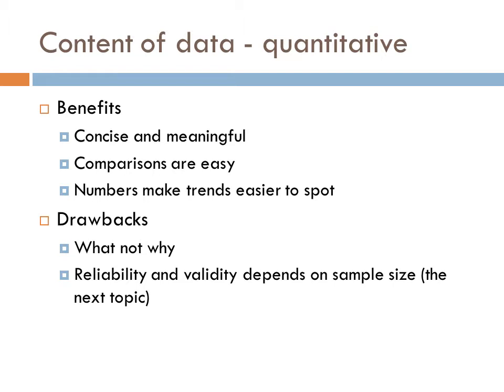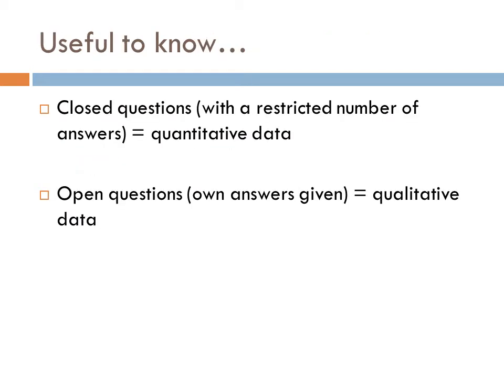Drawbacks, though, as we've said, it only shows what is happening rather than why it is happening. So the data produced is less useful than qualitative data in helping an organisation to understand the reason behind why things are happening. It can also lack reliability and validity if the sample is biased or too small. We keep coming back to this idea of things being biased. We've got to make sure in market research that we're not trying to sway people one way or the other. Just something to remember as well.